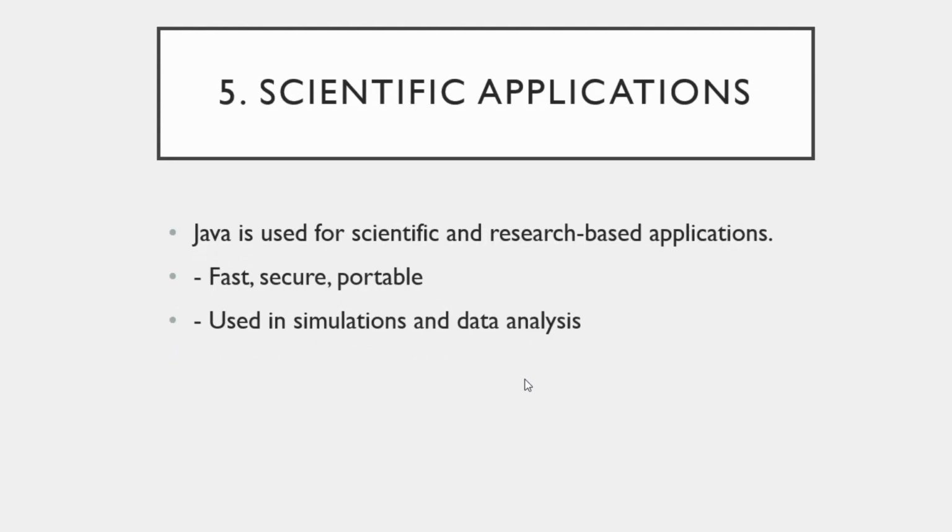The next type of application we can create using Java is scientific applications. Java is used for scientific and research-based applications as well, because it is fast, secure and portable. It is used in simulation and data analysis. Let's say there is a large amount of data and we have to extract crucial information from that data. For that purpose also we can use the Java language.